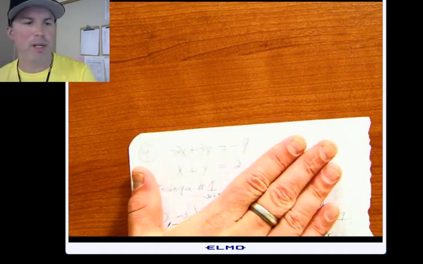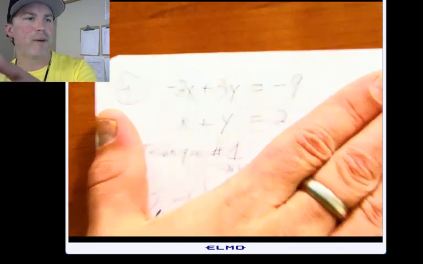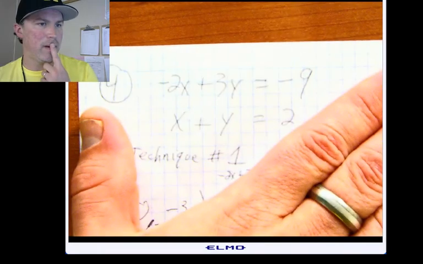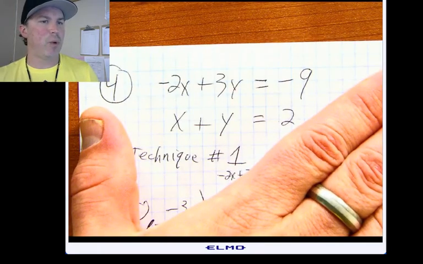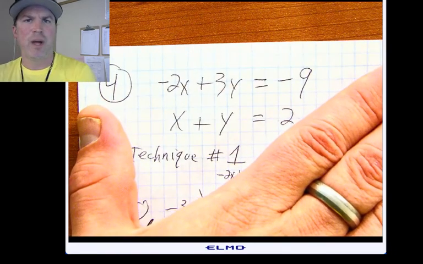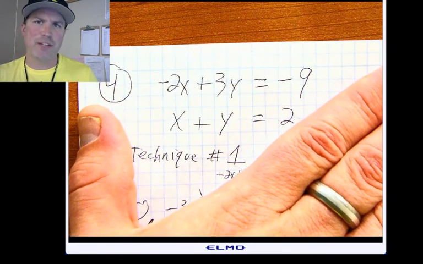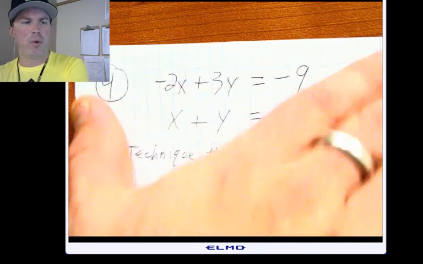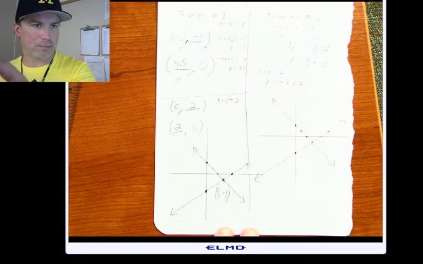The other problem, a second example problem you could try out. The first equation is negative 2x plus 3y equals negative 9. And the second equation is x plus y equals 2. And I solved this problem using both Technique 1 and Technique 2. Same thing, if you are doing this problem, pause it for a minute, try out this problem on your own, and then hit play and check out your answer. 1, 2, 3, 4, 5.